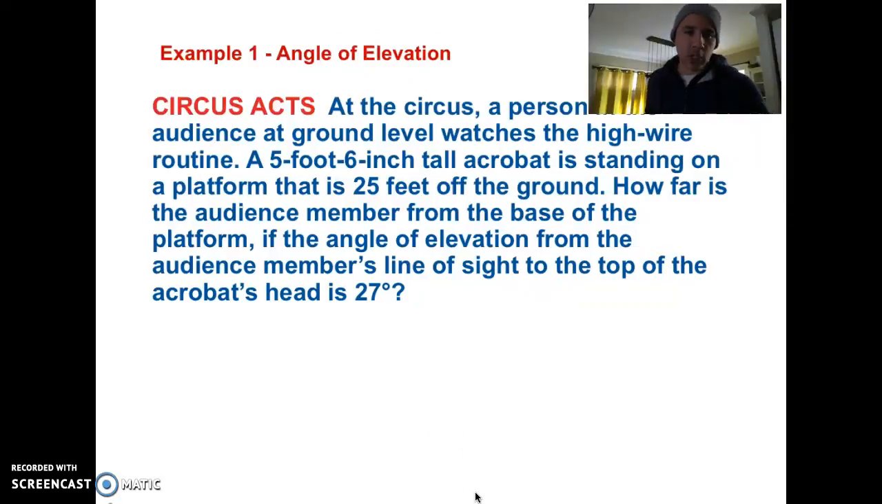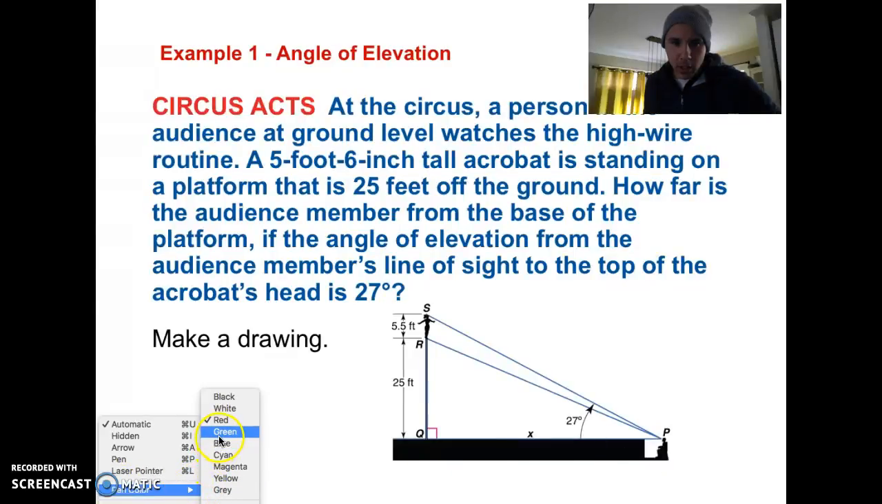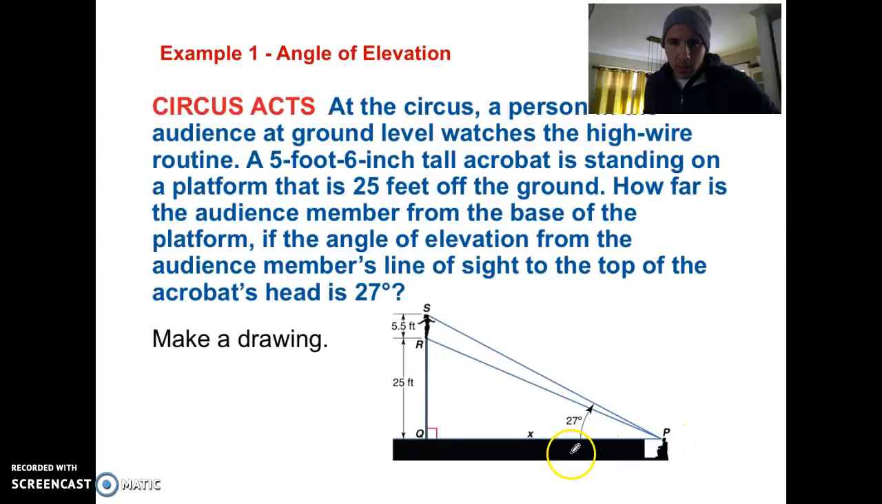The first strategy is you have to draw a diagram. So this is what the diagram looks like. As you can see, here is the audience member, and he is looking up to the acrobat's head. What we want to figure out is how far the audience member is from the platform. So let's do some things.